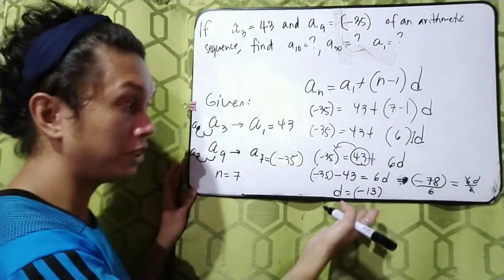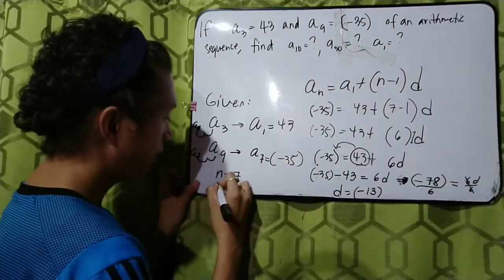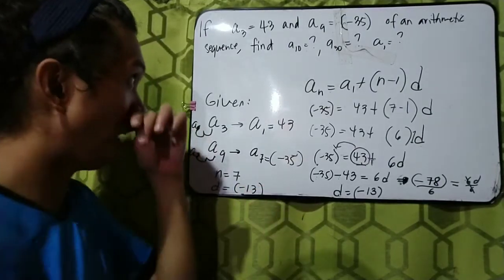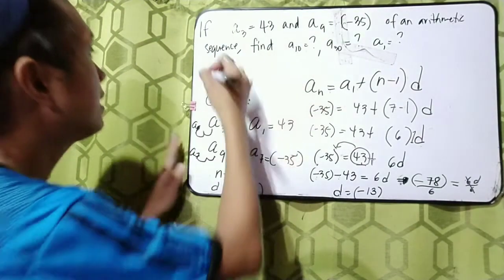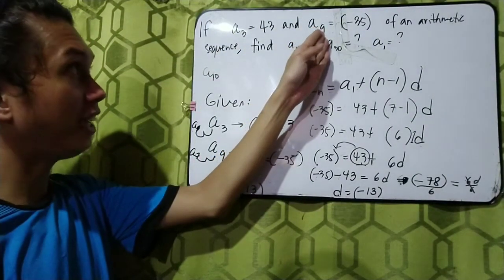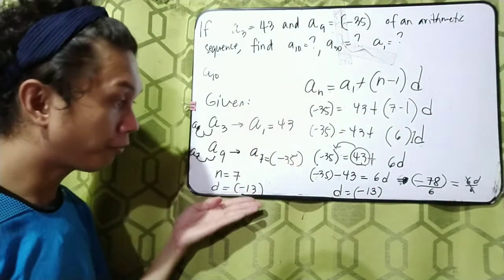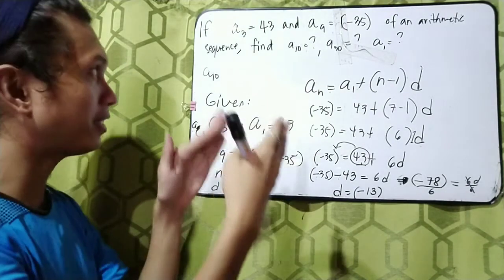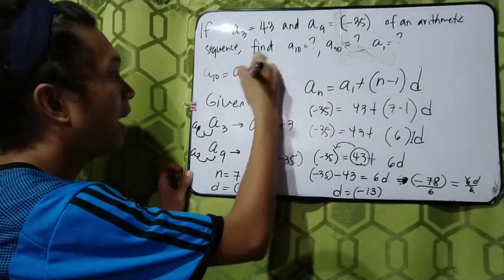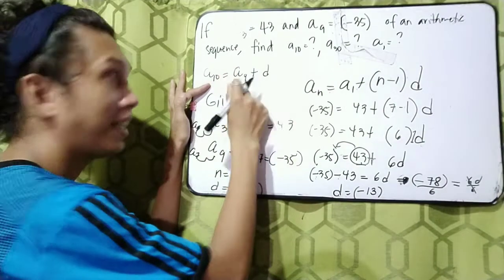Okay, so our common difference is negative 13. So now we can have d equals negative 13. Now we can solve a sub 10. From the given, that is a sub 9, and next to it is a sub 10, and the common difference is the number we add to get the next term, so we simply add a sub 9 plus the common difference, because a sub 10 is just the next term of a sub 9.